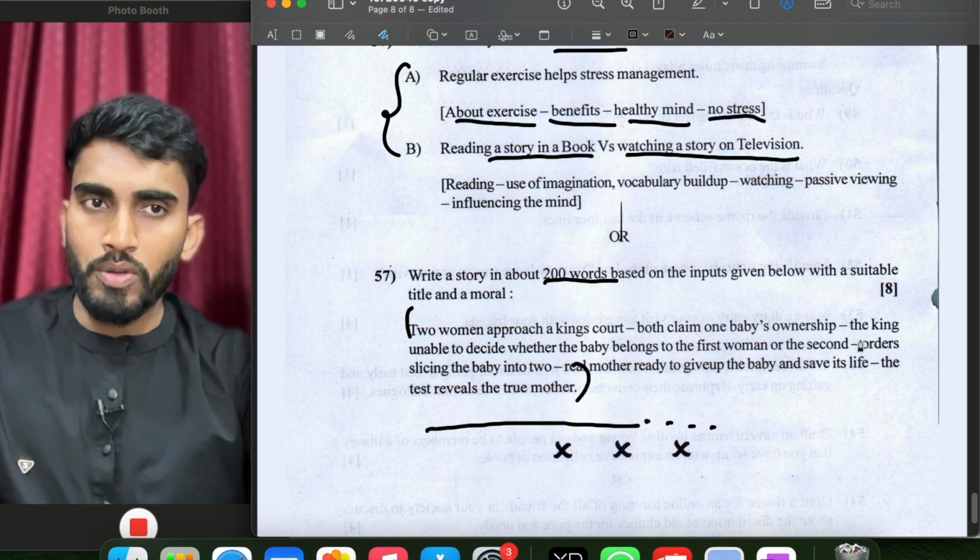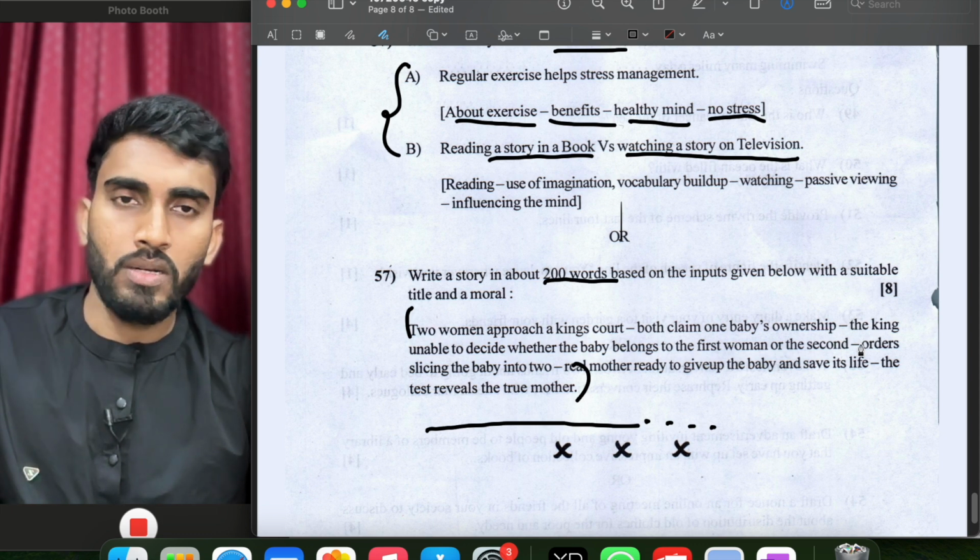8 marks you will get from either the essay or this story.